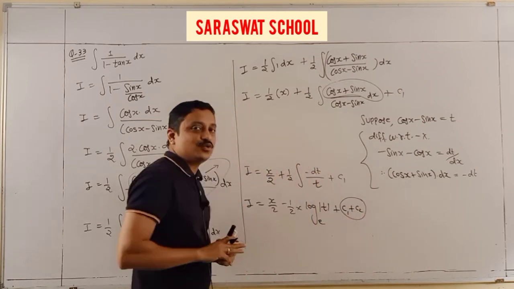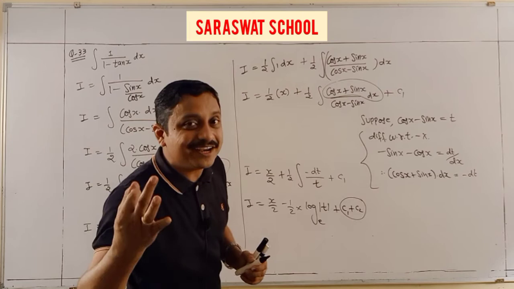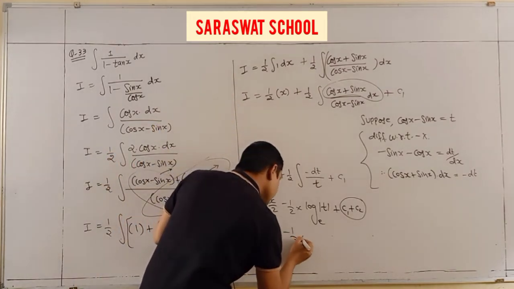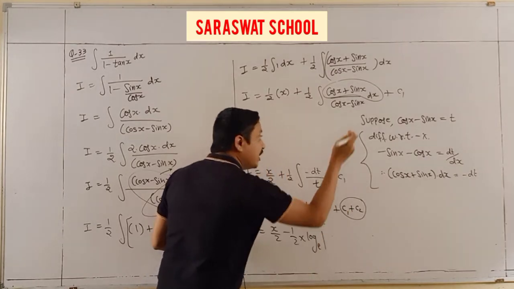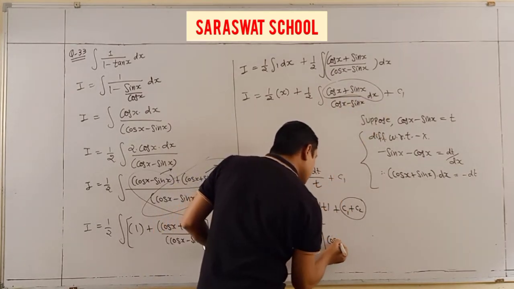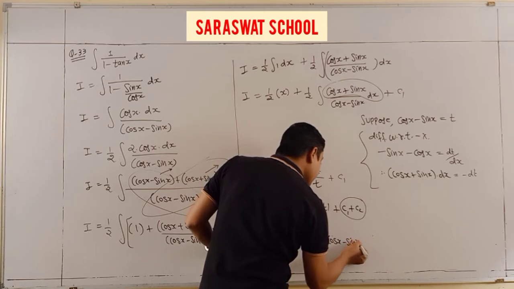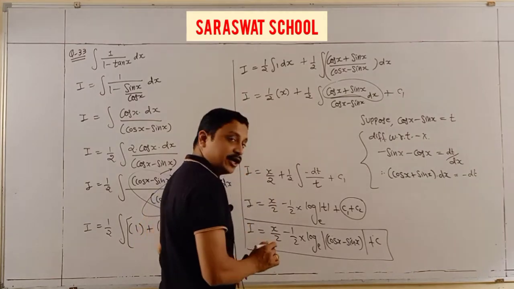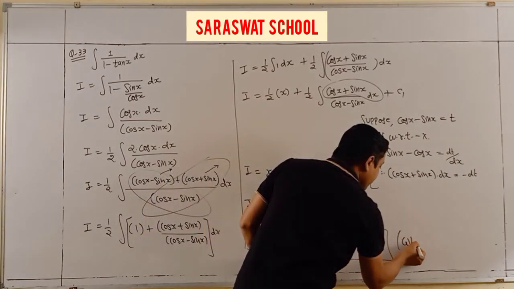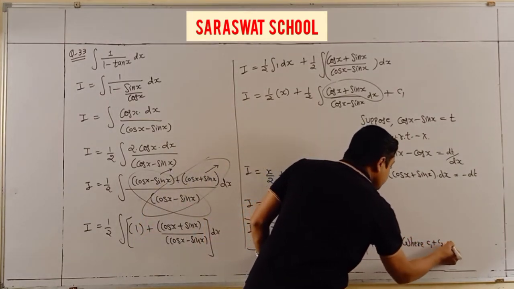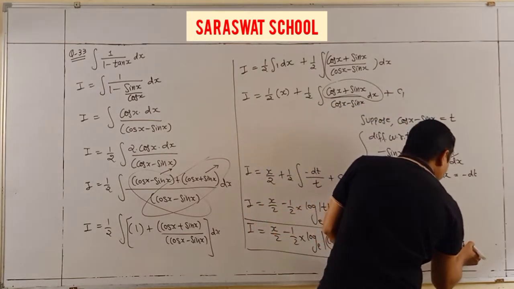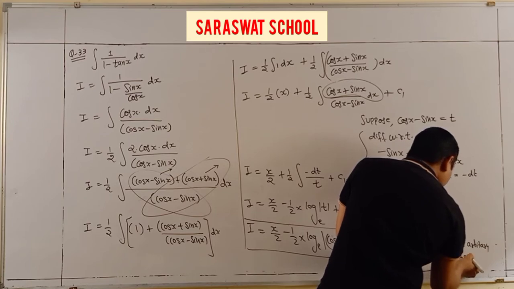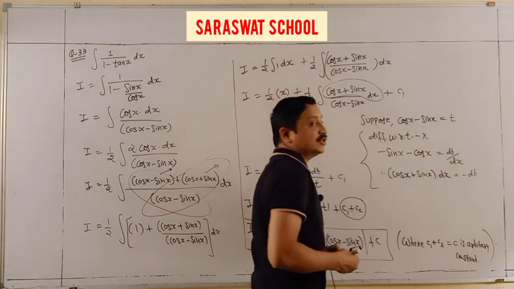C1 and C2 you can combine into a new arbitrary constant, C. So what is your t? T is your final suggestion, cos minus sine, and here students, C, and here the numerical term. You can write down where C1 plus C2 is equal to C, an arbitrary constant, and that's your students' final answer.